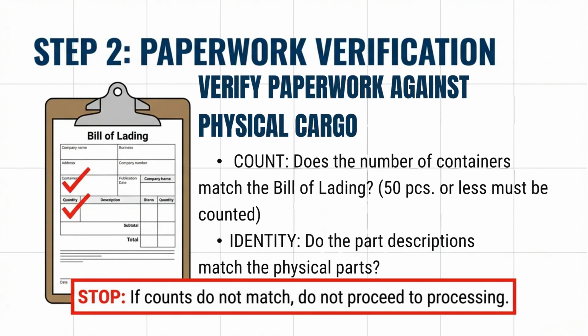Step 2 is paperwork verification. Verify the container count against the bill of lading. If there are 50 pieces or less, a piece count is required. Also, confirm the part descriptions match the physical cargo. Stop processing if counts do not match.